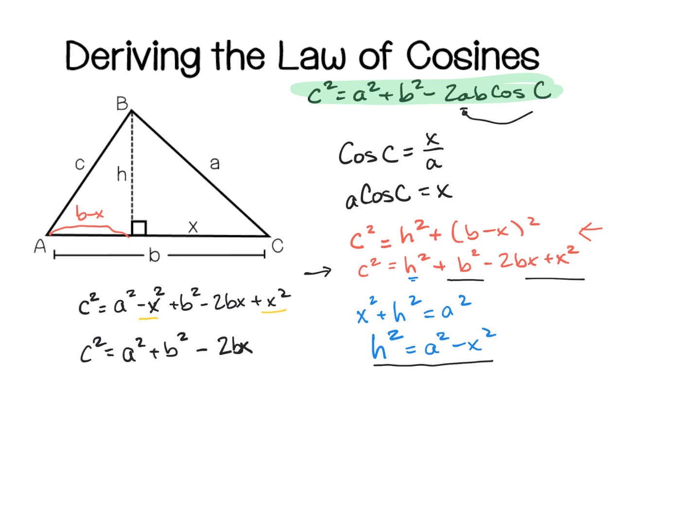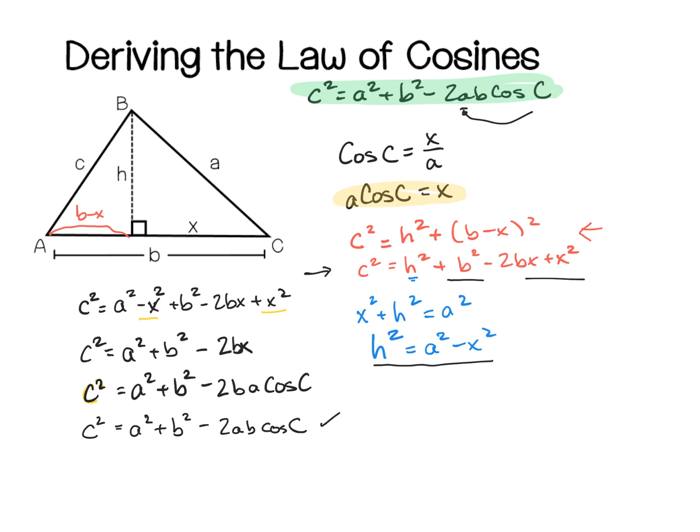Well, if you remember back up here, we said that x is equivalent to a times the cosine of c. All right, so let's put that in. c squared equals a squared plus b squared minus 2b, and instead of x, I'm going to put a cosine of c. Now, alphabetical order would say I would need to put a before b. So I'd have c squared equals a squared plus b squared minus 2ab times the cosine of c. And that is exactly what we wanted.